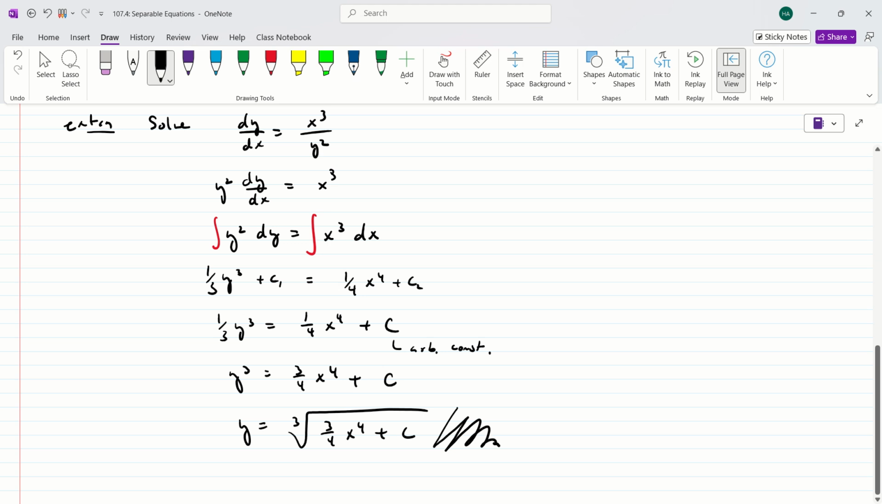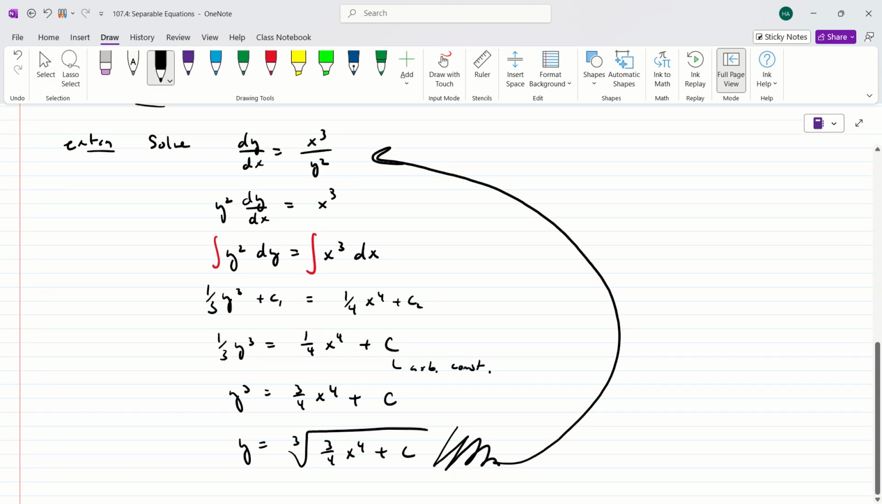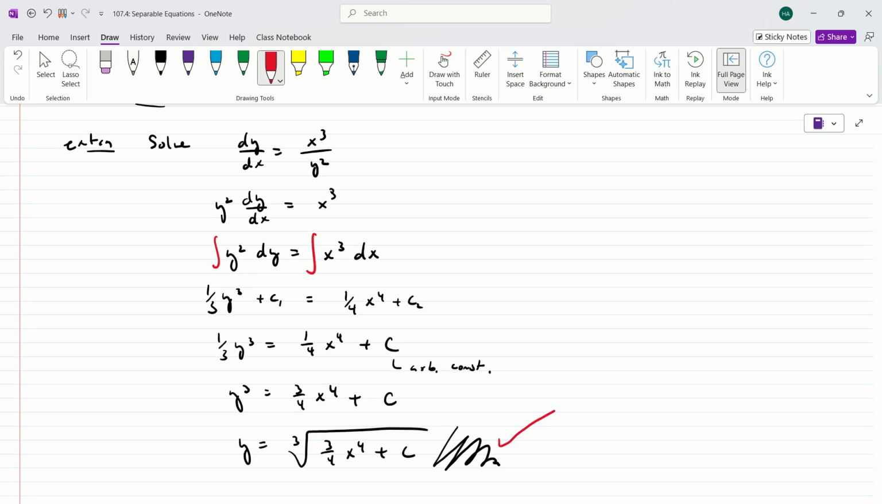So this is the function that we can plug into this equation over here and satisfy the equality. On the left-hand side, we would be taking the derivative of this function. On the right-hand side, we would be taking x cubed and dividing by this function squared. And this is again the function that satisfies that differential equation.